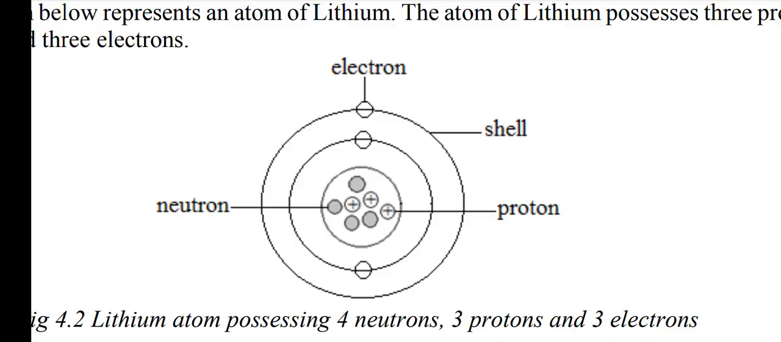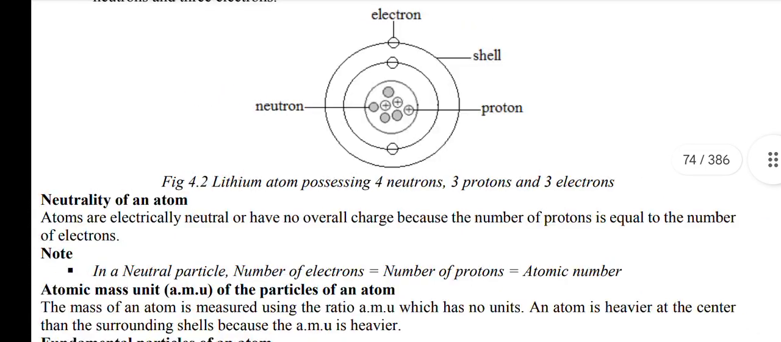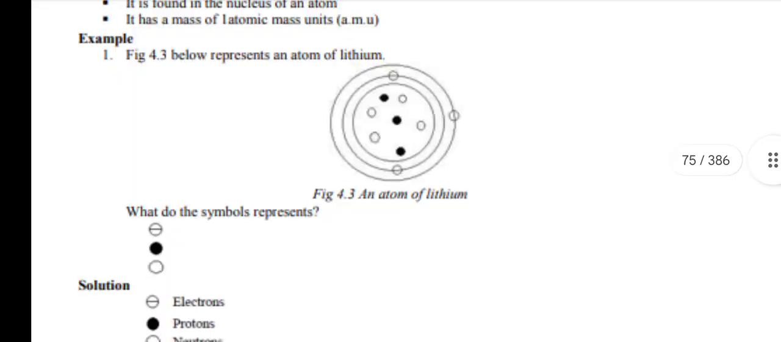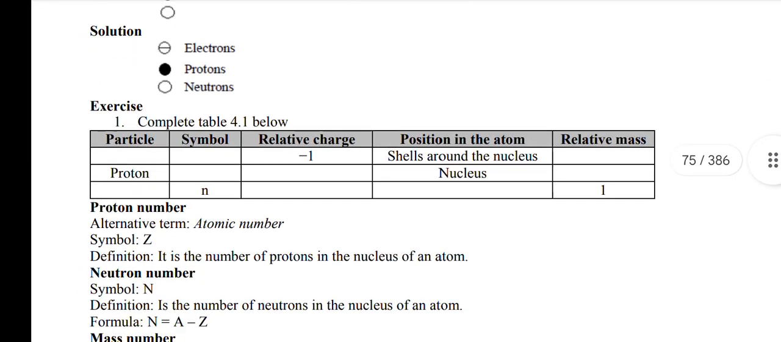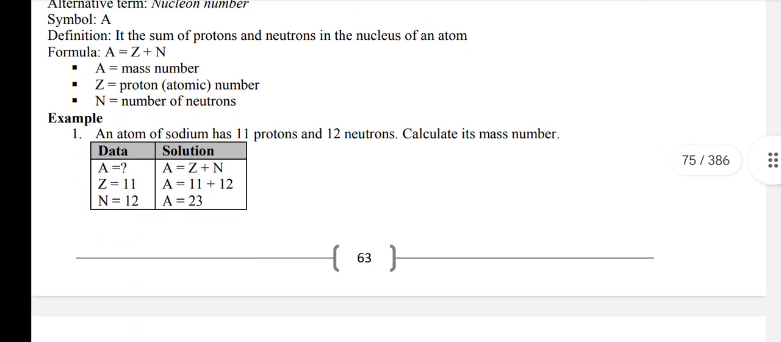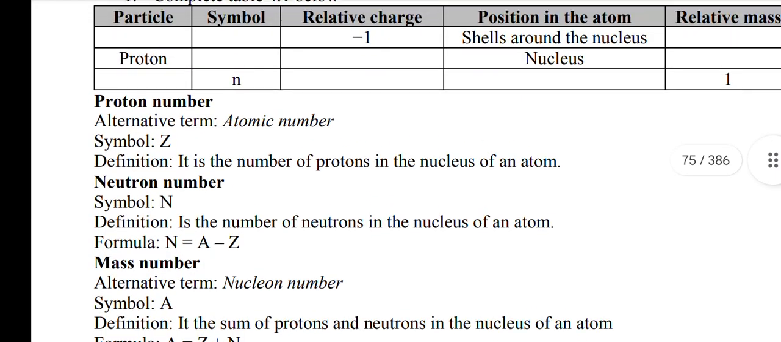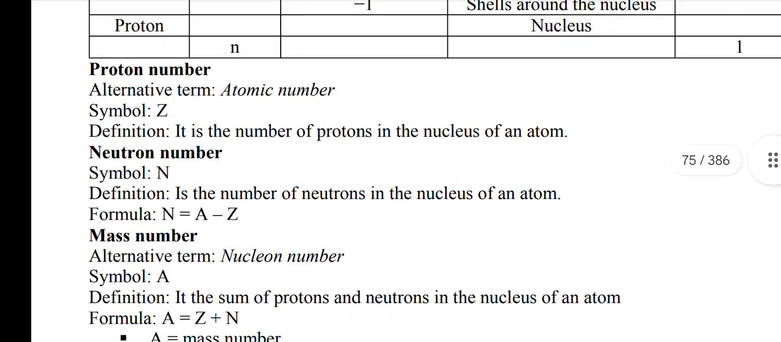Then protons, these are simply positive particles in the atom. The neutrons are neither negative nor positive. They're just neutral. Alright, so we move on to another concept we need to look at under this topic, which is what we call the nuclide. How do we identify an element on the periodic table?